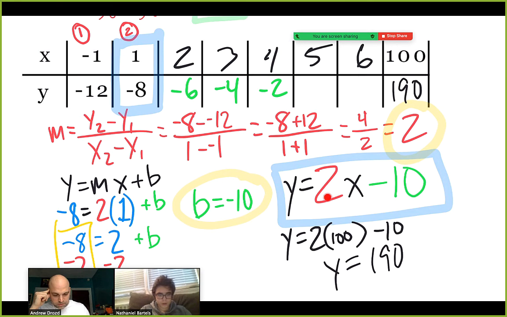right? So 4 times 2 is 8 minus 10 is -2. So what's the value of y when x is 5? 0. And then what's the value of y when x is 6? 2. Nice.